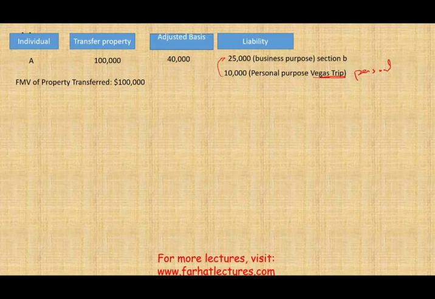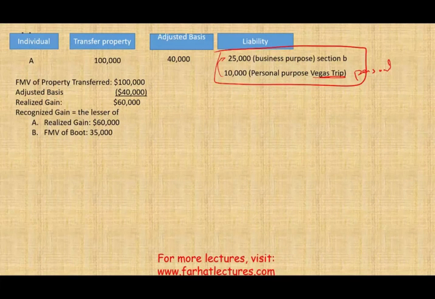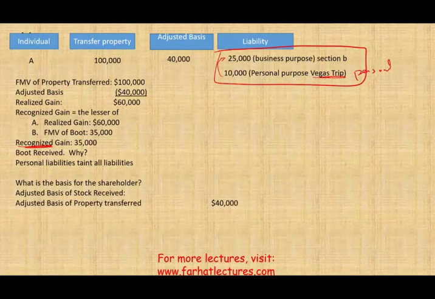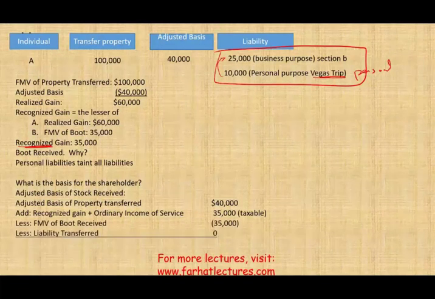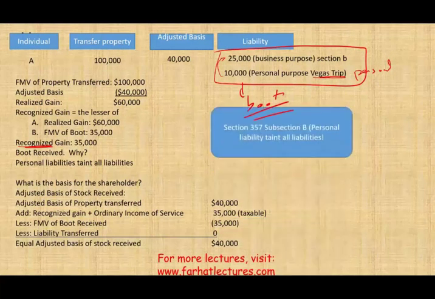Well, let's go through the fair market value of the property transferred minus the adjusted basis. We have a realized gain of $60,000. Now the realized gain, how much of it is recognized? It's the lesser of the realized gain or the boot. The boot is $35,000. Everything now is considered a boot because that $10,000 personal trip to Vegas tainted everything. So the recognized gain, we're going to recognize gain of $35,000. So boot received, yes. Why? Because personal liabilities taint all liabilities, corrupt all liabilities. What is the basis for the shareholder? Well, it's the basis of the property contributed, $40,000, add any gain, which is we pay taxes on $35,000, minus any boot received, $35,000. There's no liability transferred. Again, those are boot, those are not liabilities. Therefore, that will give us a basis of $40,000. So basically, this is Section 357(b), personal liability taints all liabilities.